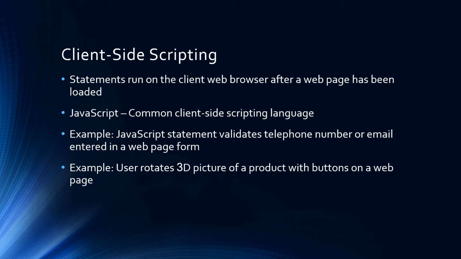Another example would be a web page that provides a 3D picture of a product that a business is selling. The client-side statement could change the orientation of a picture in a web page based on how the user interacts with buttons on the web page.